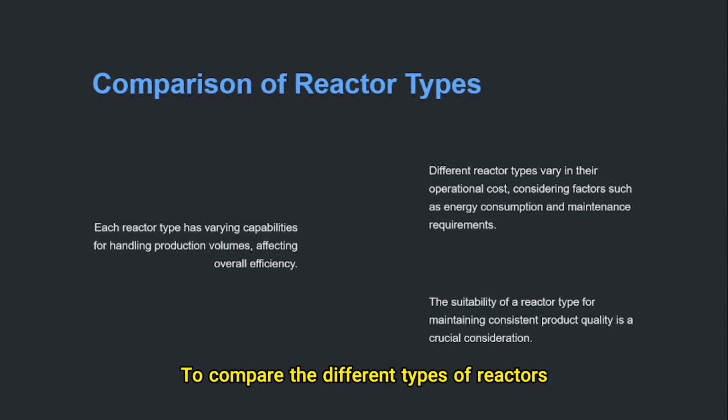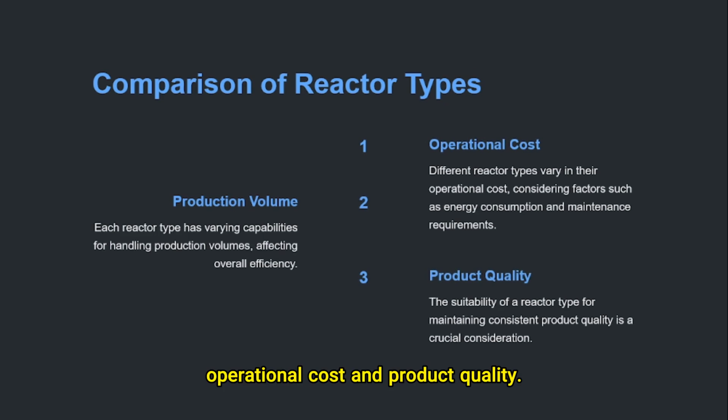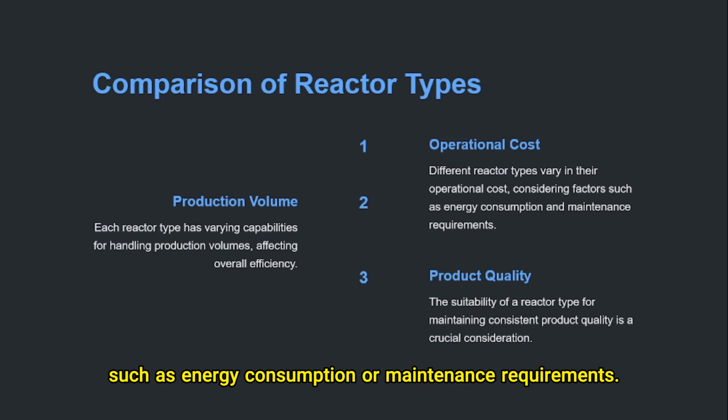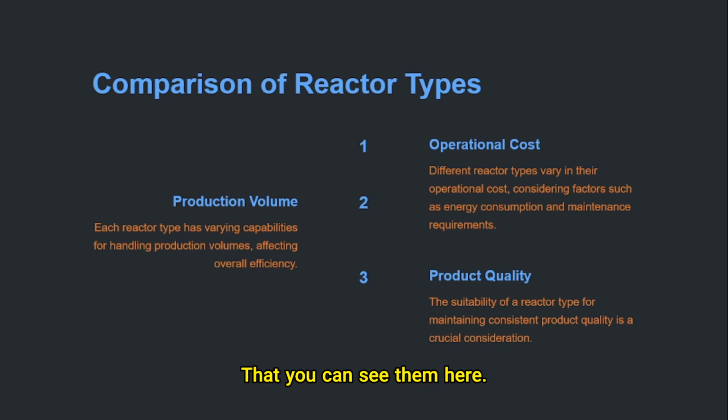To compare the different types of reactors, we can analyze their production volume, operational cost, and product quality. Each reactor type has varying capabilities for handling production volumes, which affects overall efficiency. Different reactor types also vary in their operational costs, considering factors such as energy consumption or maintenance requirements. In addition, the suitability of a reactor type for maintaining consistent product quality, of course, is a crucial consideration. That you can see them here.